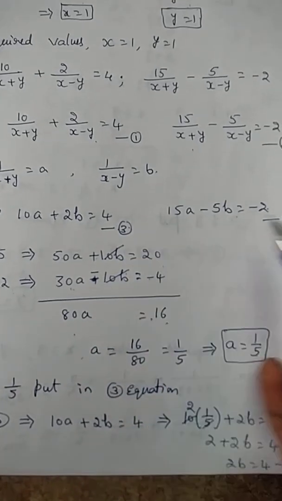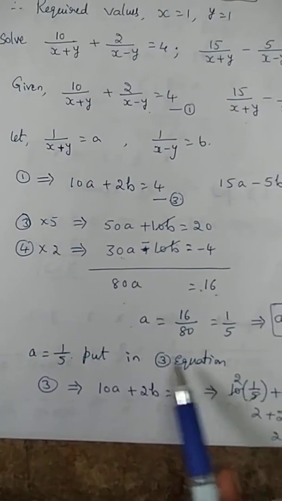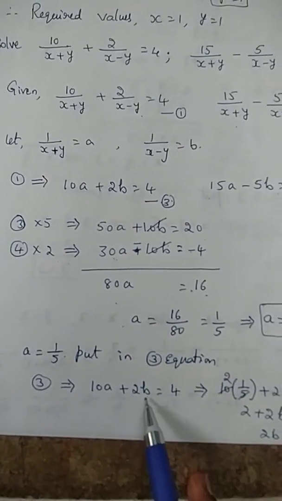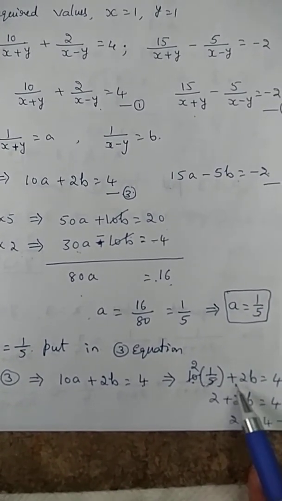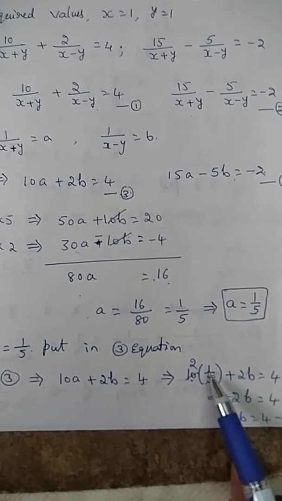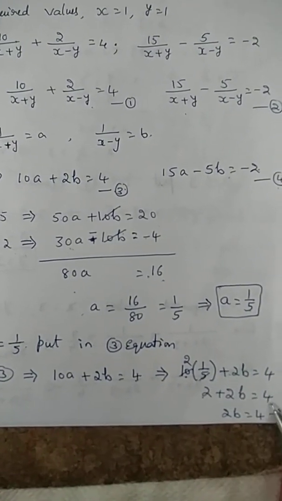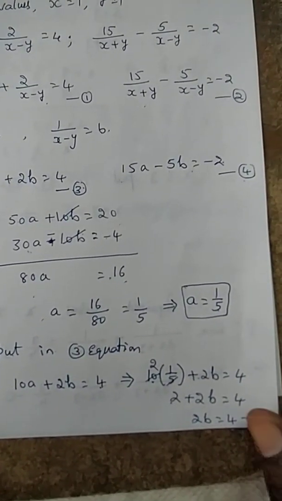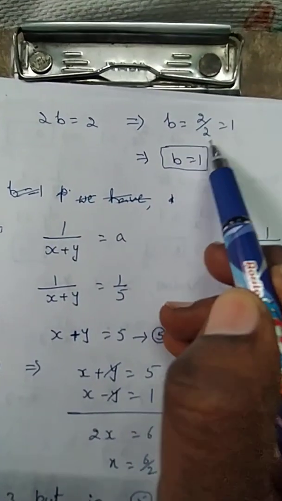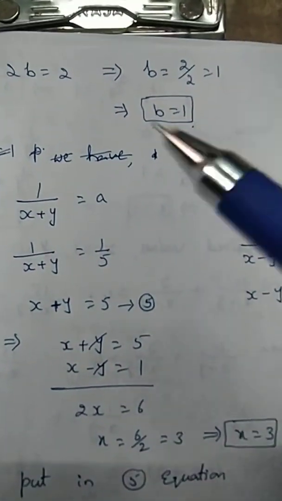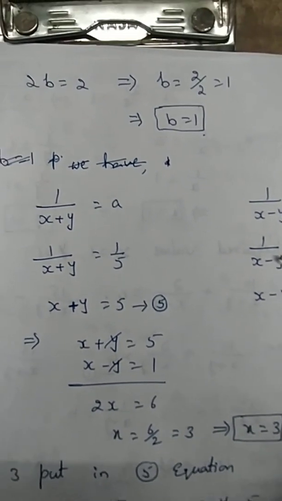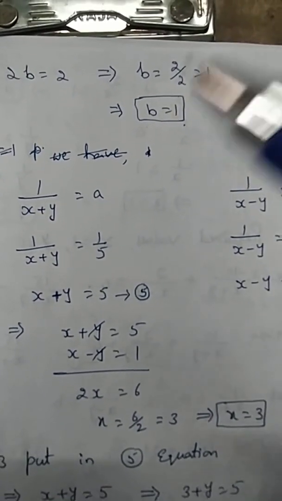To be substituted in the third or fourth equation, a is equal to 1 by 5 put into the third equation. The third equation, 10a plus 2b is equal to 4. That implies 10 into 1 by 5 plus 2b is equal to 4. 5 ones are 5, 5 twos are 10, so 2 plus 2b is equal to 4. 2b is equal to 4 minus 2. Simplifying that, 2b is equal to 2, b is equal to 2 by 2, b is equal to 1. So those are the required values of a and b. a is 1 by 5 and b is 1.